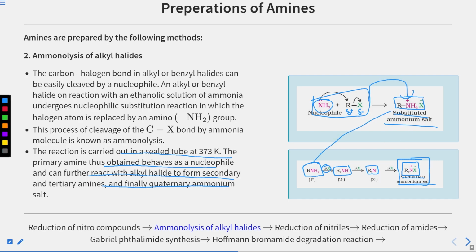It will give this product, which will be further converted into RNH2. It will react with RX, then again 1 mole of RX and again 1 mole of RX. So how many moles of RX are involved? You can see 1, 2, 3, 4 to make this quaternary ammonium salt.